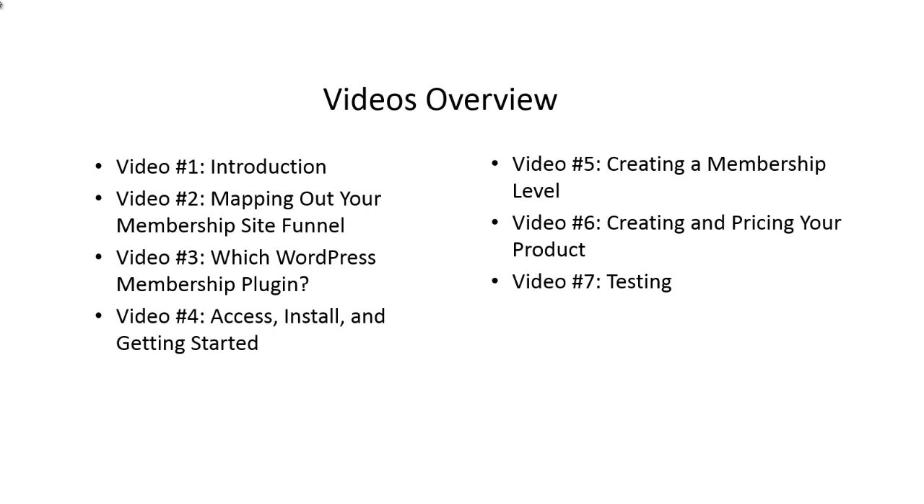And of course, in video number 6, we'll talk about creating products and pricing your products within the WooCommerce store. In other words, you're going to be able to connect the memberships to an actual product. So if somebody buys that product, they can get access to that specific membership level. And of course, last but not least, video number 7, we'll talk about testing. How do you go about making sure that you have everything correct, it's going to work, and after you've spent all that time, it actually works.